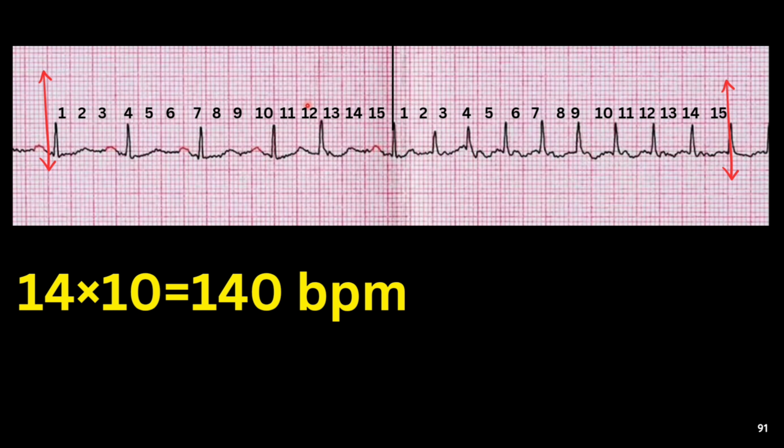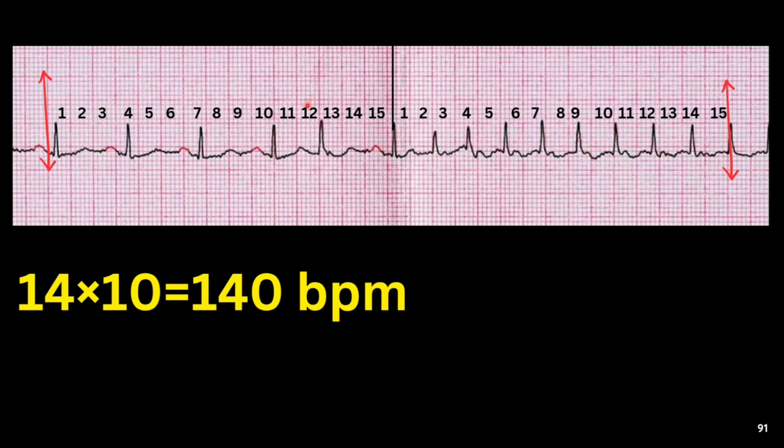This is another ECG. We have 15 large boxes over here, and that is a 6-second strip. Number of QRS complexes: 1, 2, 3, 4, 5, 6, 7, 8, 9, 10, 11, 12, 13, 14. So that is 14. Multiplied by 10 is 140 beats per minute. Another ECG with the same rate.